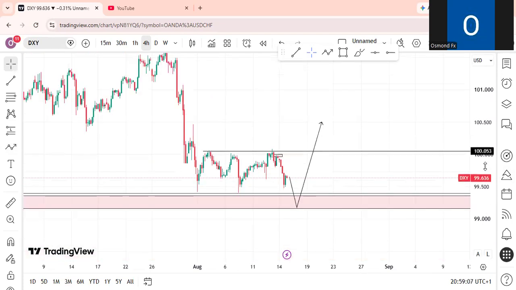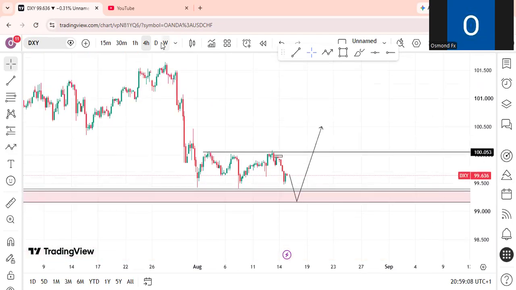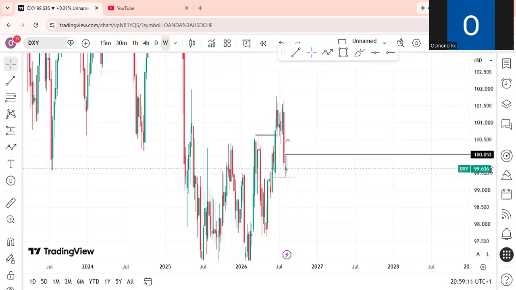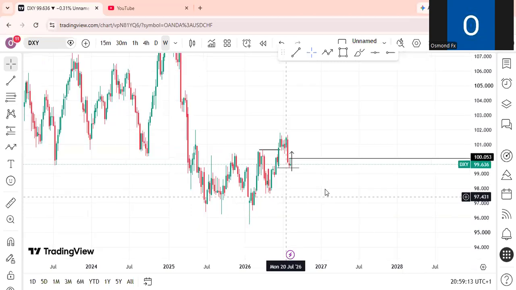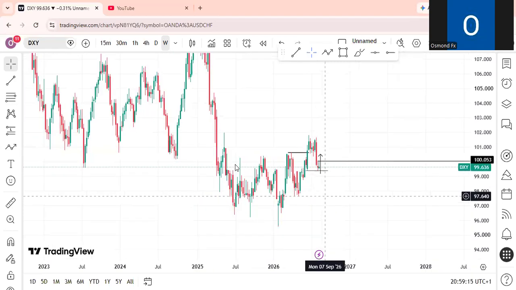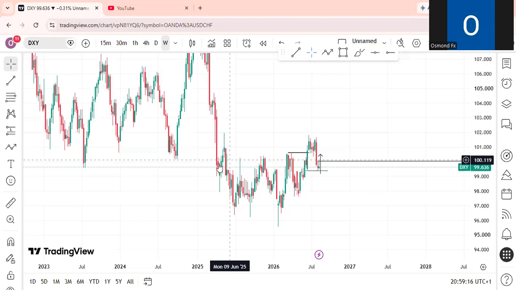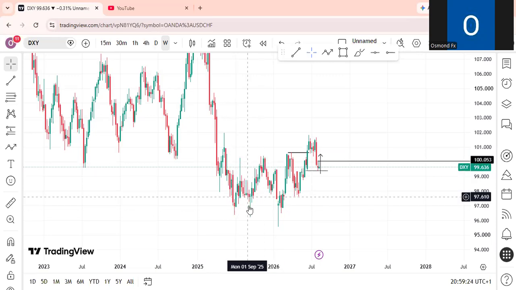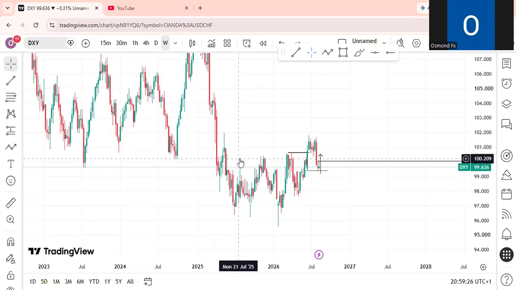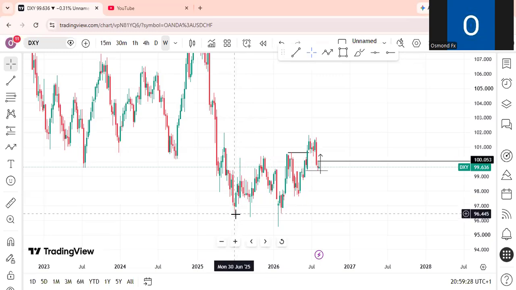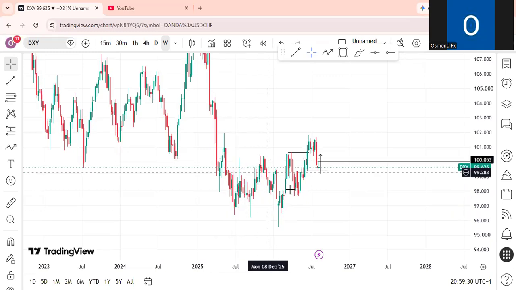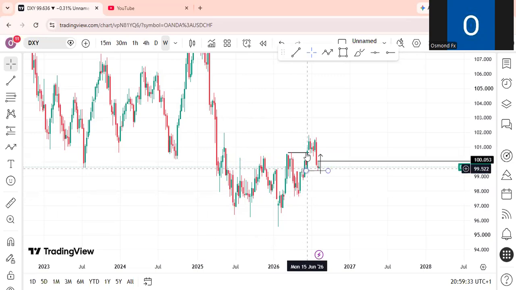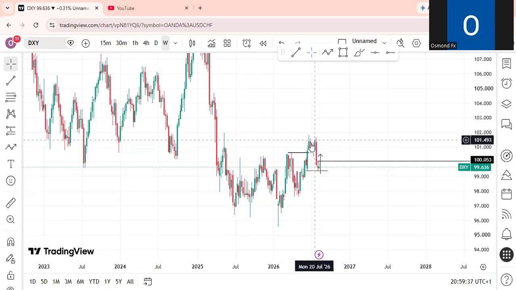Let me analyze this DXY from a daily time frame. You guys know that DXY has been ranging on the weekly time frame. You can see that DXY has been making higher highs, equal highs, equal lows. You can see this low is equal to this. The market has been moving up and down, up and down, and finally the structure broke to the upside.